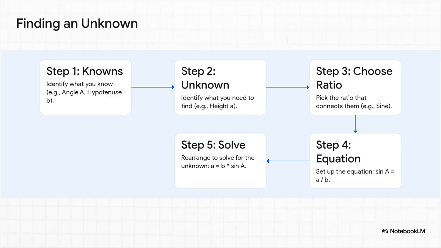You know, the process is pretty much the same every time, kind of like a recipe. Step 1, figure out what you already know, maybe an angle and a side. Step 2, identify what you need to find. Step 3 is the key. Look at your 3 ratios, sine, cosine, tangent, and pick the one that connects what you know to what you don't know. Step 4, write out the equation, and step 5 is just a little bit of algebra to find your answer. It's totally systematic.